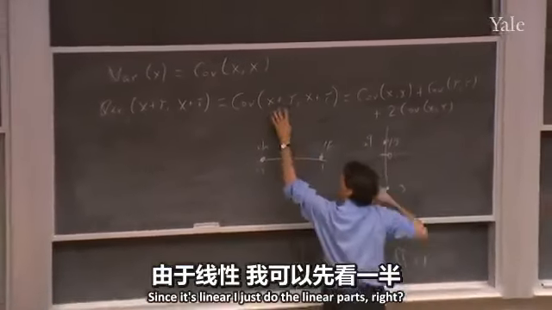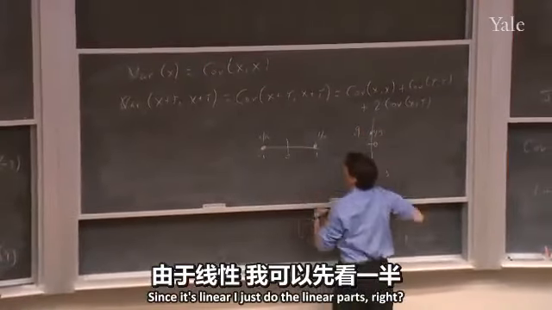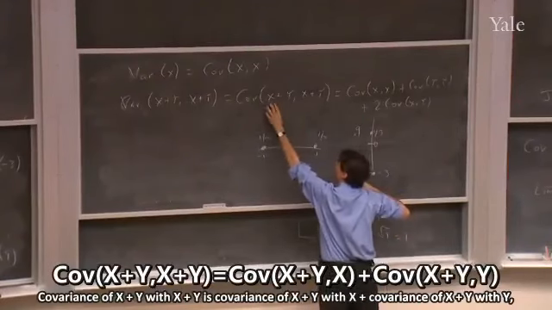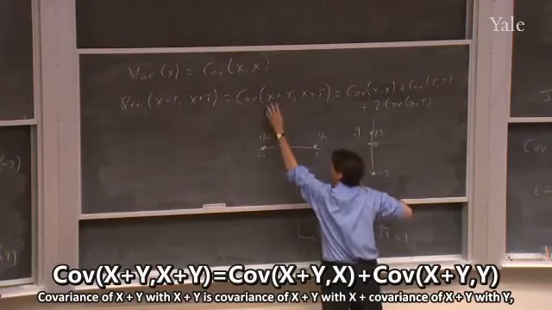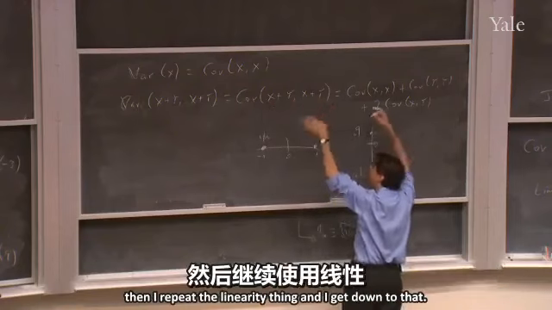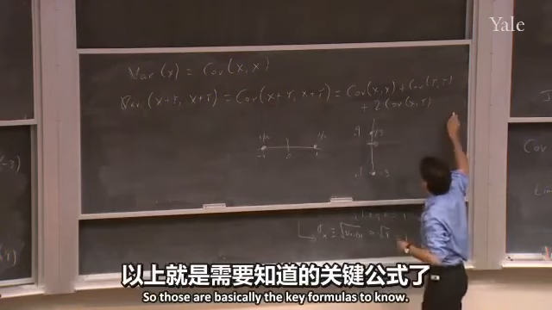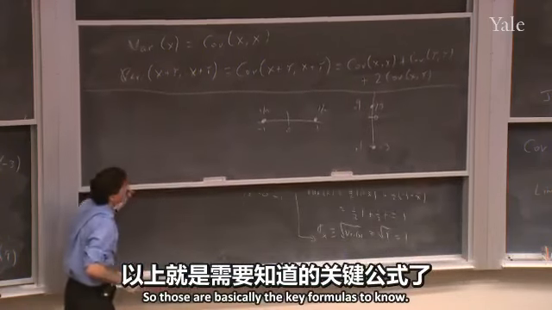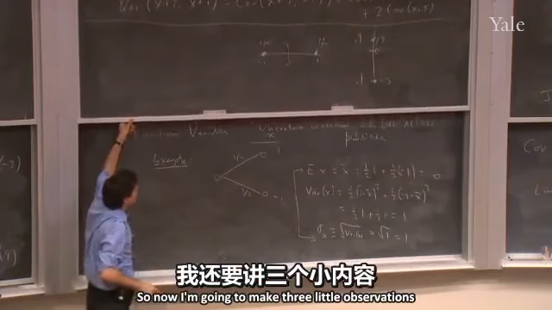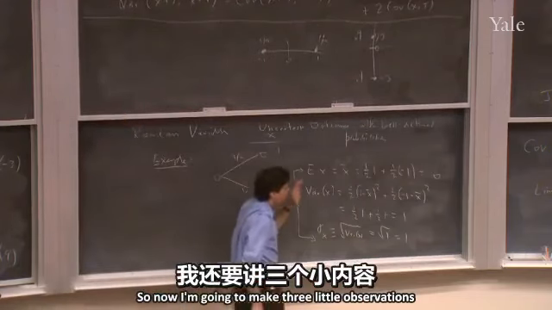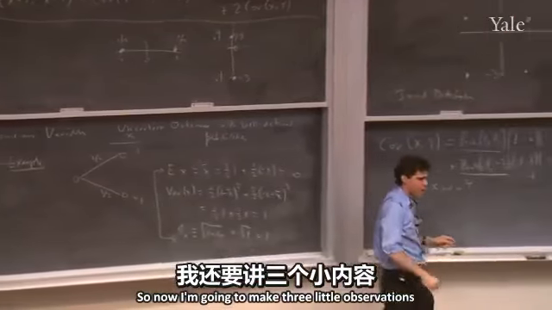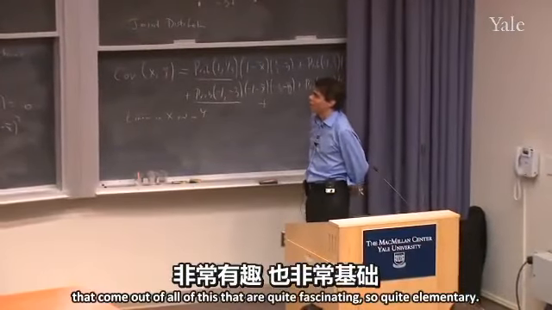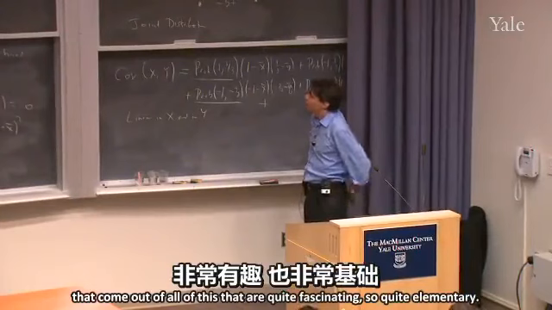Since it's linear, I just do the linear parts, right? Covariance of x plus y with x plus y is covariance of x plus y with x plus covariance of x plus y with y. Then I repeat the linearity thing and I get down to that. Okay, so those are basically the key formulas to know. Now I'm going to make 3 little observations that come out of all this that are quite fascinating, yet quite elementary.